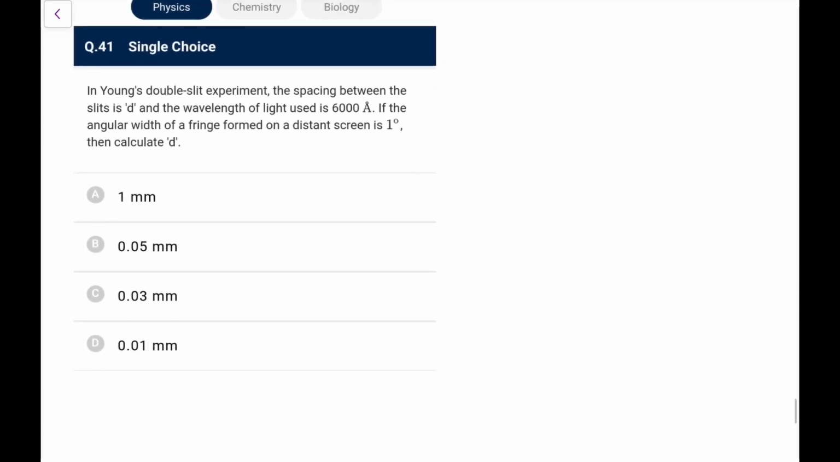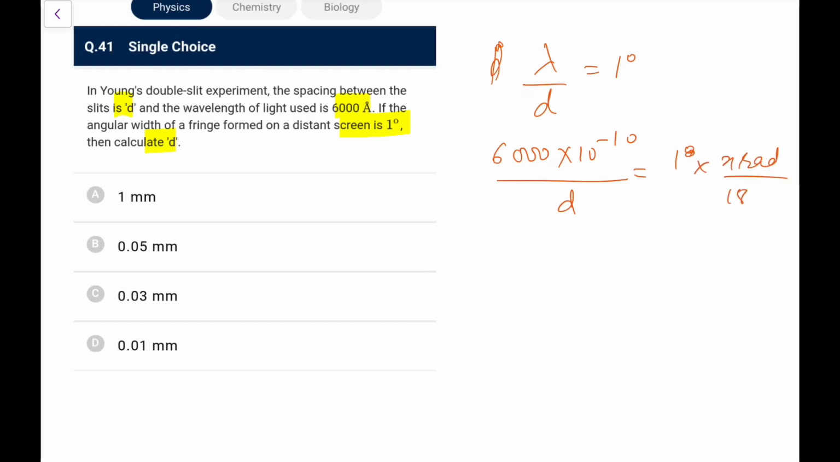Next, in YDSE the spacing between the slits is D and wavelength is 6000 angstrom. If the angular width of a fringe formed on a distant screen is 1 degree, calculate D. We know that angular fringe width is lambda by D. So lambda by D is 1 degree, so 6000 angstrom into 10 to the power minus 10 upon D is 1 degree converted into radian. Just remember, you don't write in degrees. We know pi radian is 180 degree, so it would be pi by 180 in radian now. This is the only thing that you could do wrong here. So it is 6 into 10 to the power minus 7 into 180 divided by pi. Again, 6 into 18, you have 108 into 10 to the power minus 6 by pi.